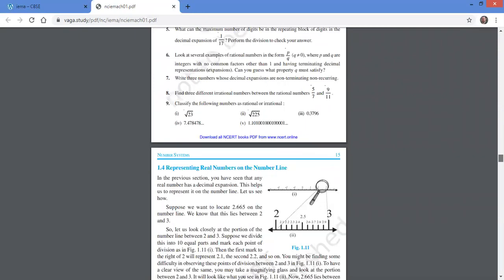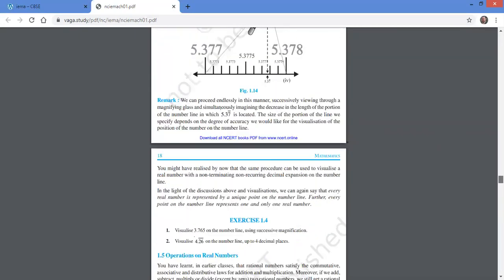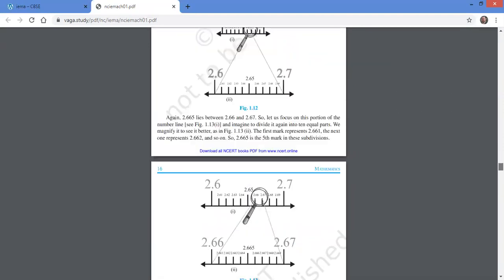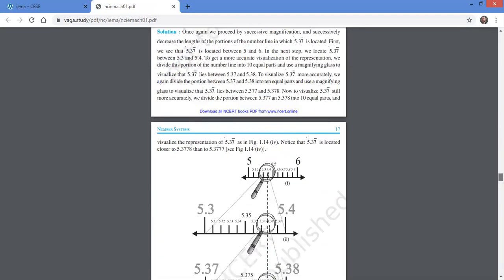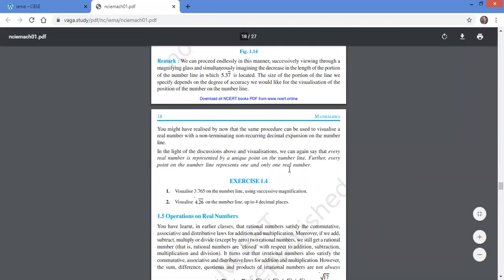That is the process of, 1.4, process of successive magnification. This part is cancelled. So all this is the process of successive magnification, whether the numbers were terminating or whether the numbers were non-terminating, repeating up to infinite number of places with a bar. Okay, so this exercise you can delete.